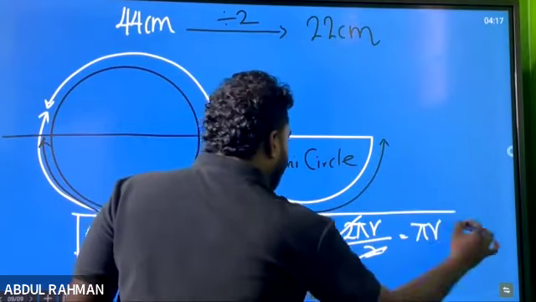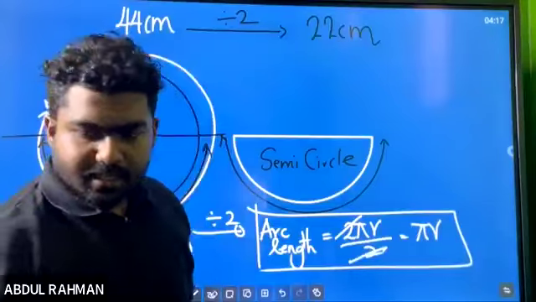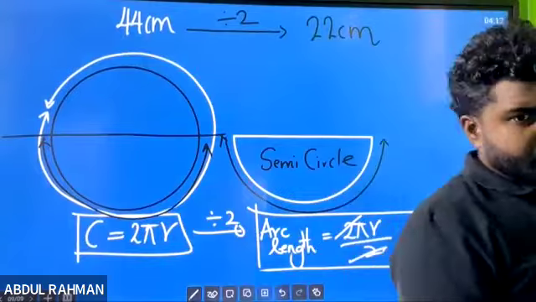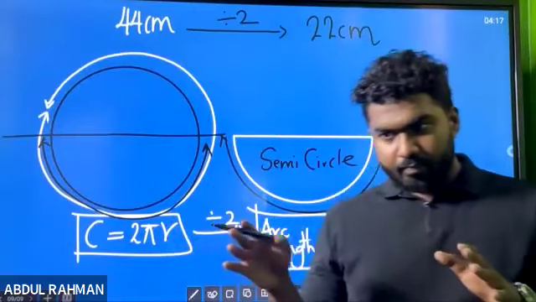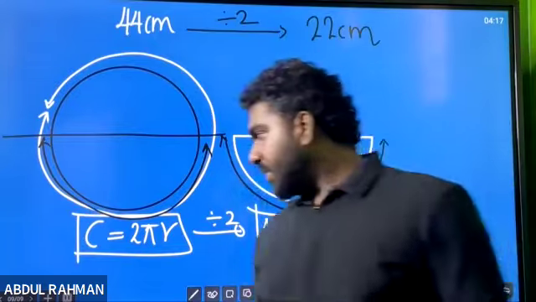So the arc length of a semicircle is equal to what? Pi r is the answer. Is that clear? Give me a thumbs up. Yes, all good. Okay, fine.